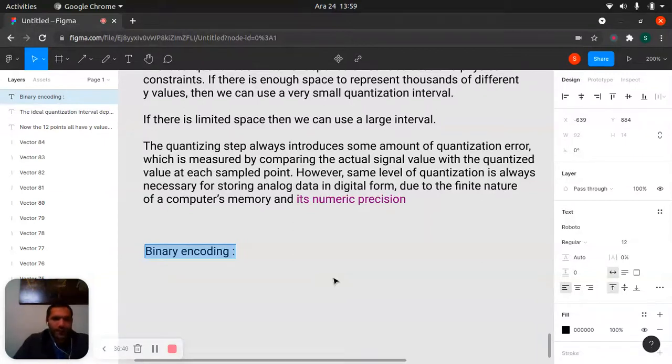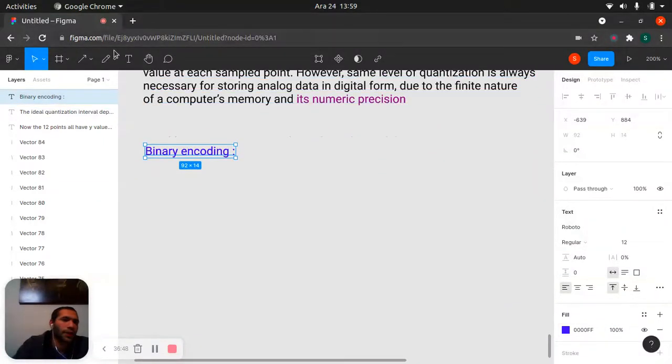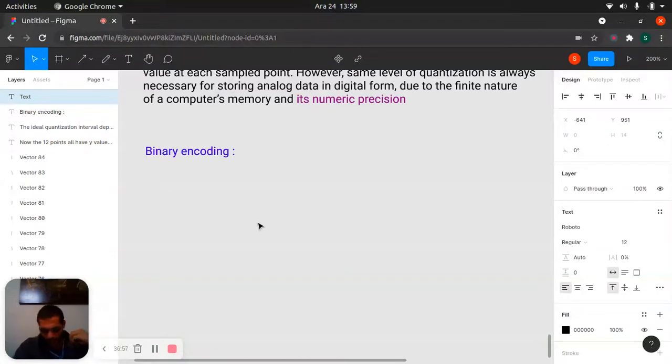Okay, let's say binary encoding, and let's do it in blue. Other topic. Now we will go through our other samples to see how to solve this problem. Now here it will help us.